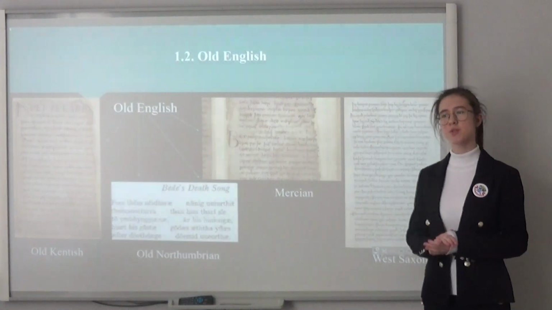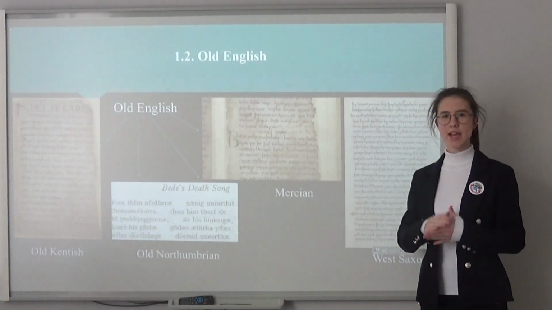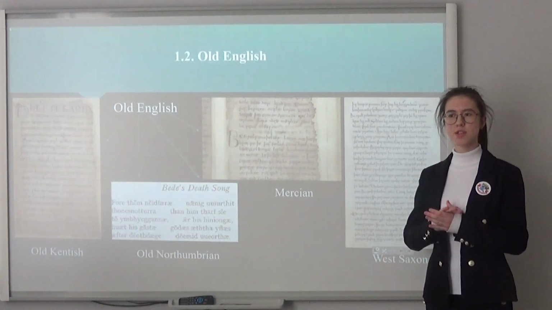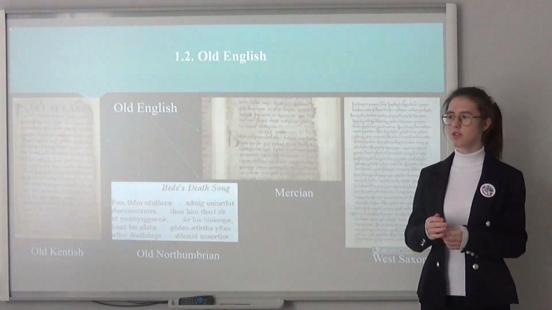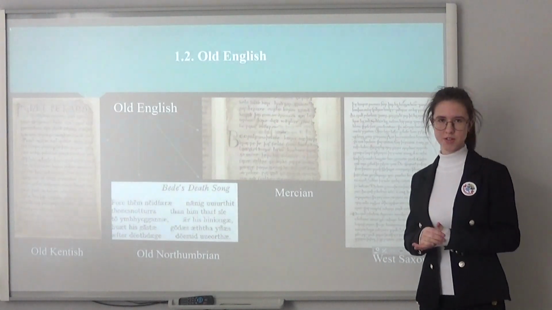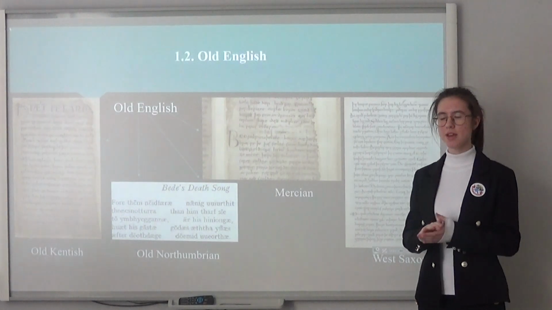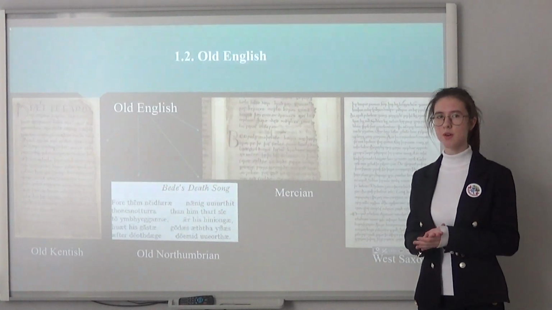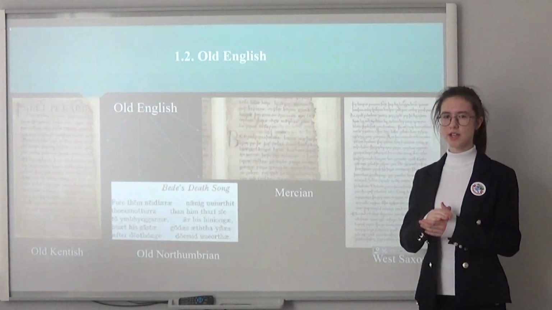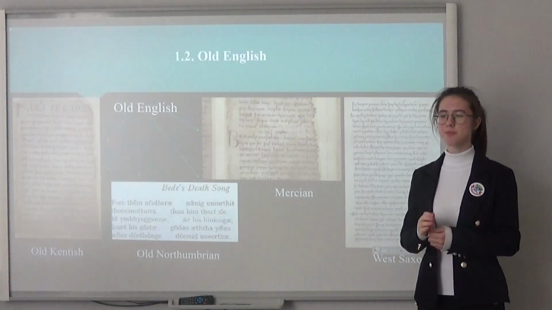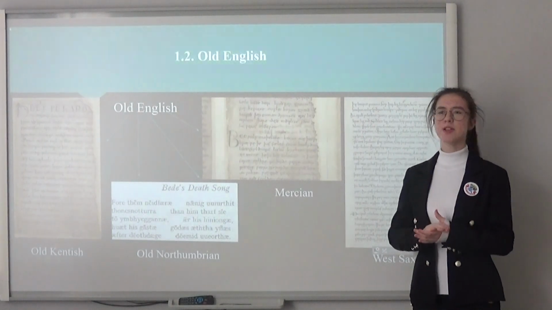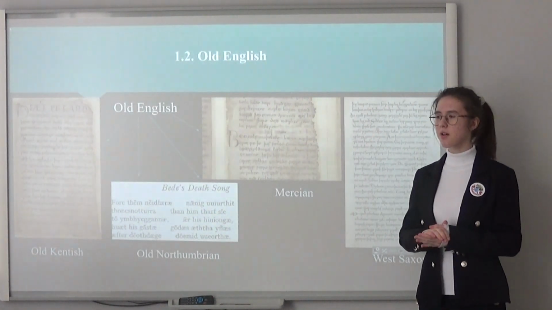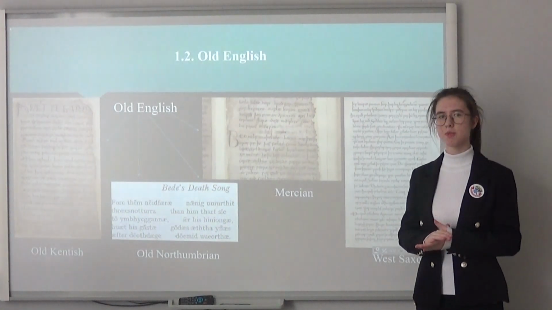Old Northumbrian is a very interesting dialect because it was spoken in the northern part of England, and it represents the ancient speech of the Angles, which is still not very, let's say, studied right now. Old Kentish also does not have very many written records. However, one of the most important written records that we have from Old Kentish is the law codes of the Kentish kings. Now, West Saxon is the only dialect of Old English that has multiple written records and manuscripts. Thanks to the king that was reigning during that time, during the 11th century or even the 10th, we have very many written manuscripts that tell us a lot about the Old English.